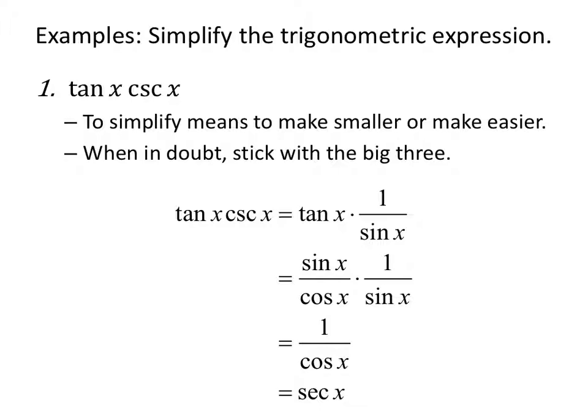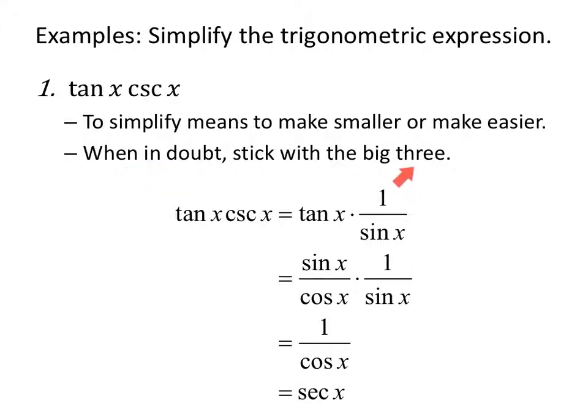Alright, so now we're going to get into more simplifying. And this time, we don't have a right-hand side to guide us. To simplify a trigonometric expression means to make smaller or make easier. If I give you tangent of x times the cosecant of x and I could use one trig function instead, well, that would be simpler or easier to do if I'm using calculus, if I'm evaluating, if I'm doing any number of things. So simplifying trigonometric expressions is a very, very valuable skill.